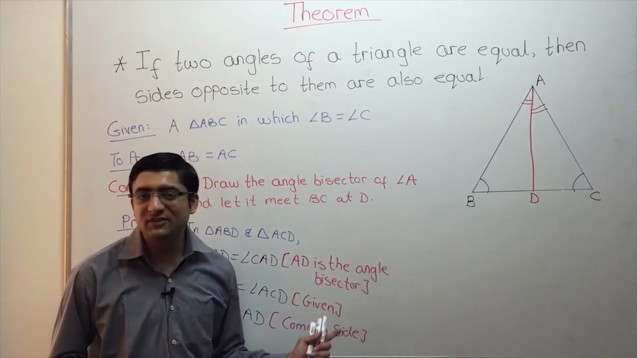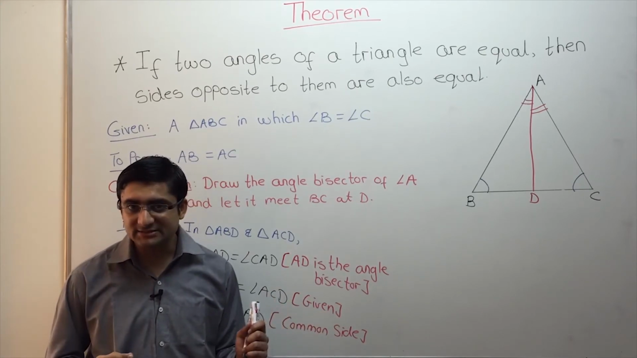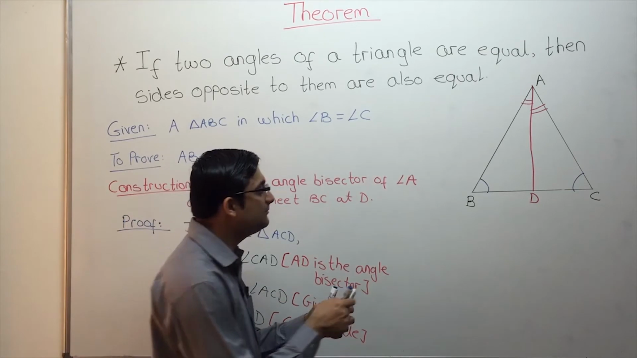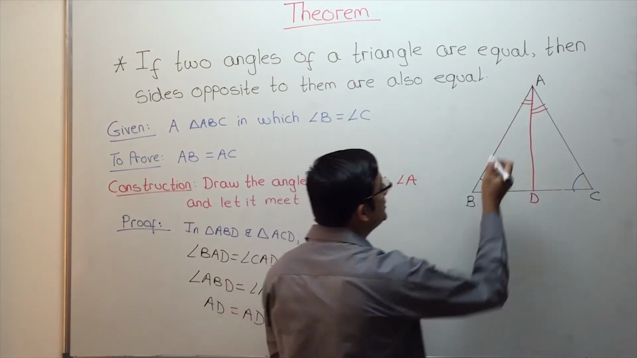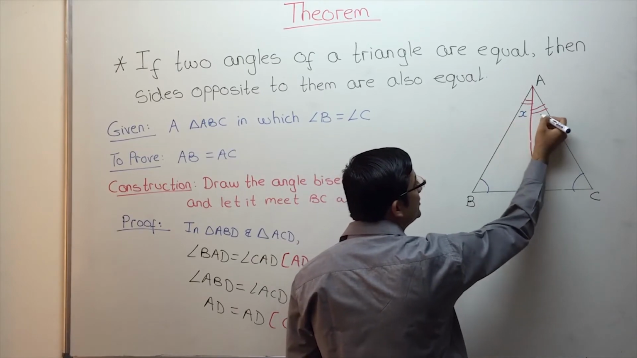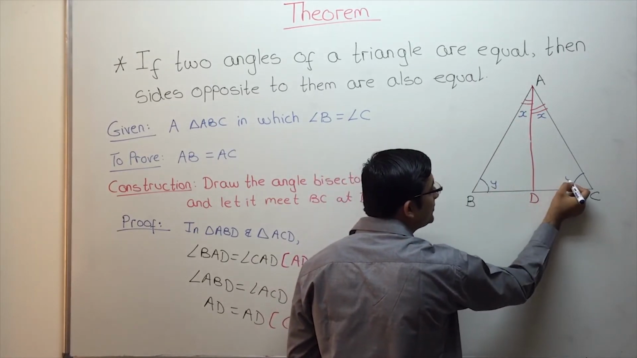So previously we proved this theorem by angle, angle, side criteria. Now let's say you're not comfortable with angle, angle, side criteria. Then what will you do? Simple. See, I showed these two angles to be equal and these two angles to be equal. So let's say this over here is X. So this will also be X, right? Let's say this over here is Y. This will also be Y.